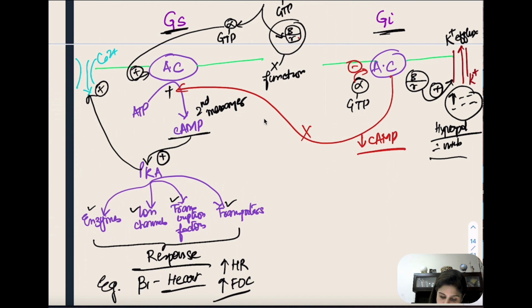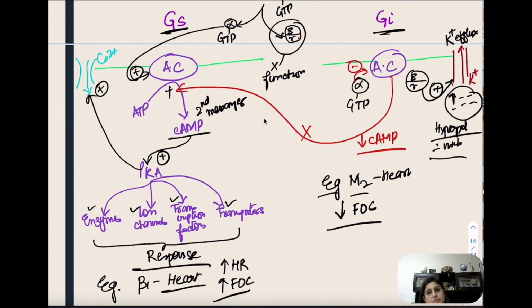cell. And the classic example here would be the muscarinic M2 receptor, which is again present in the heart, and it is functioning opposite to that of the beta 1 receptor. So it causes a decrease in the force of contraction. Right? So both are present in the heart.